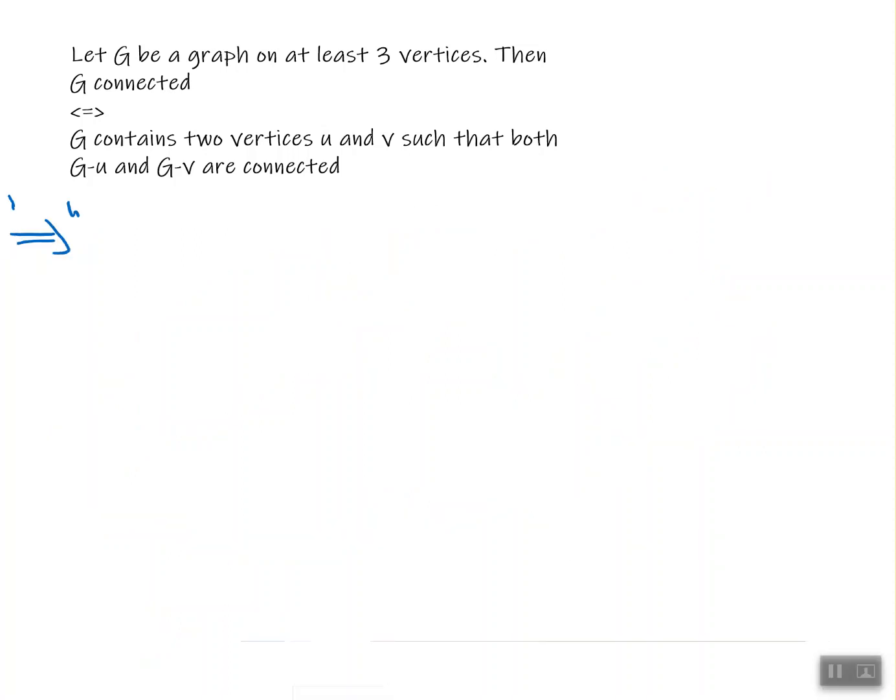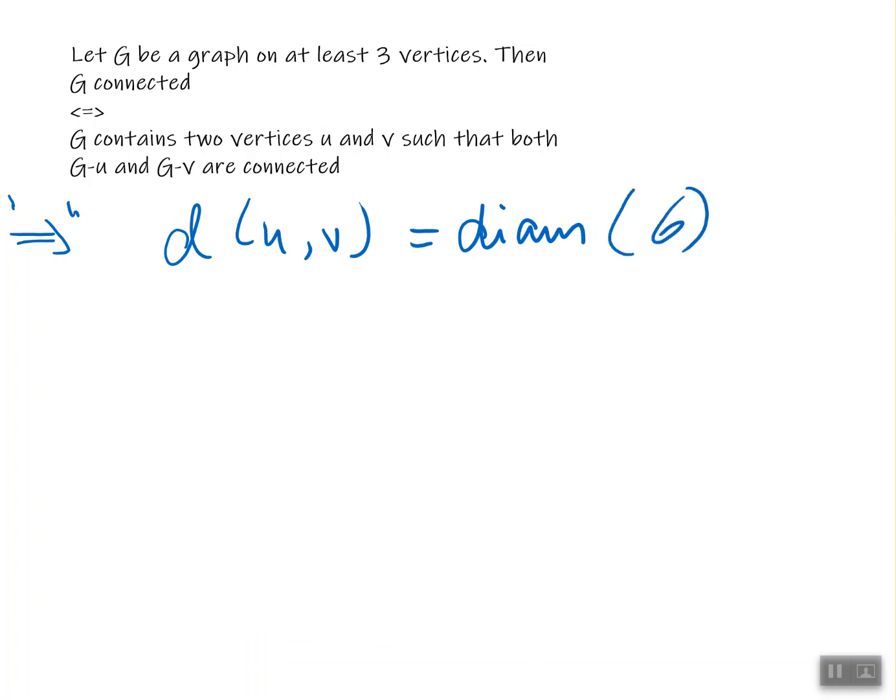For this direction, we use the concept of the diameter. So we will pick u and v such that the distance between u and v is the diameter of our graph. And this is well defined because our graph is connected. What is the diameter? It's the largest of those distances: the diameter is greater or equal than the distance between x and y for any 2 vertices x and y. Okay, so this is how we pick our 2 vertices u and v. And the claim is this is all we need to do. And why is that the case?